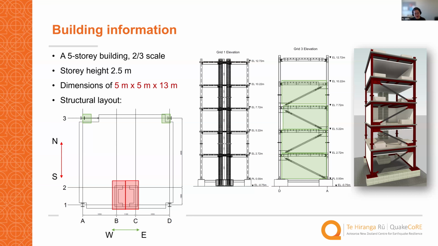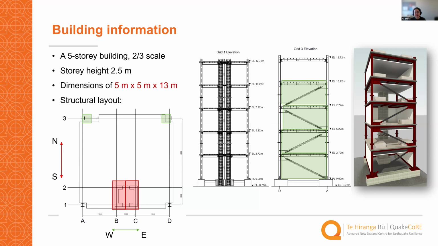For the east-west direction, the lateral load resisting system also comes from this core wall. But besides that, we also have connections at the top north facade. These are the steel moment resisting connections.